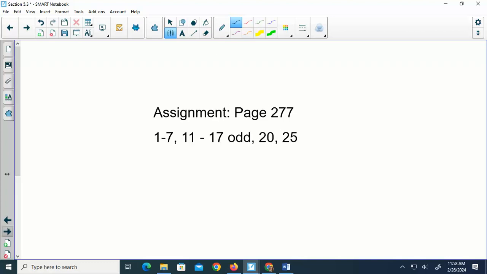Following the same rules that we have been, so if the question asks you to find and interpret, you do not have to do the interpret.